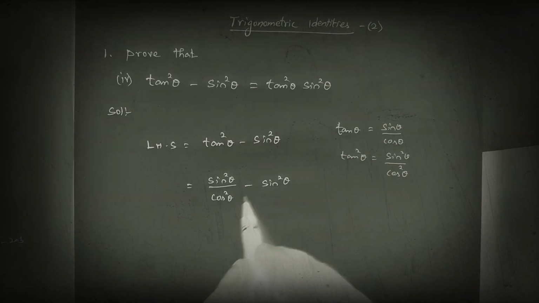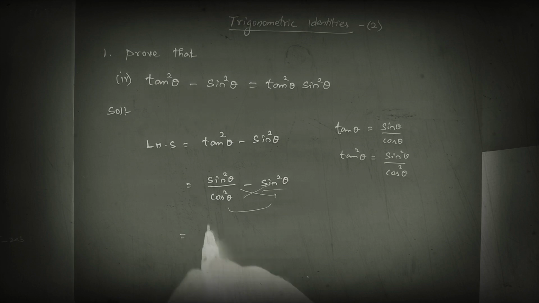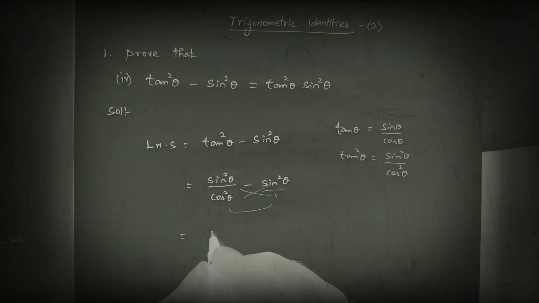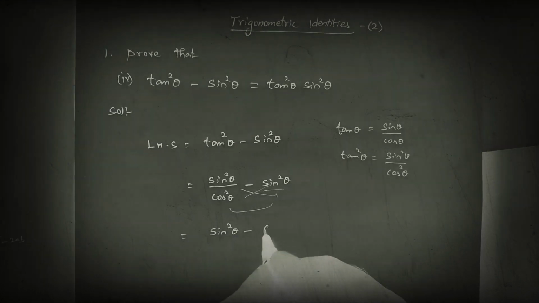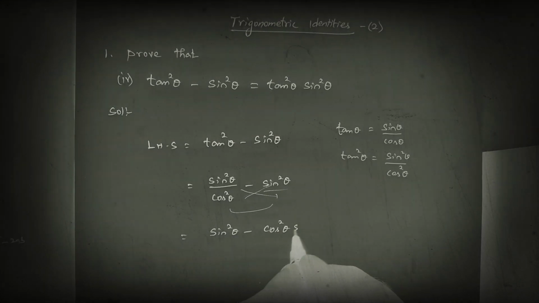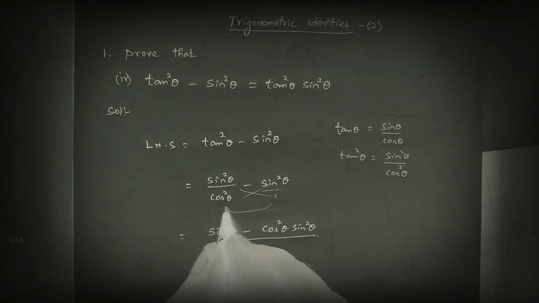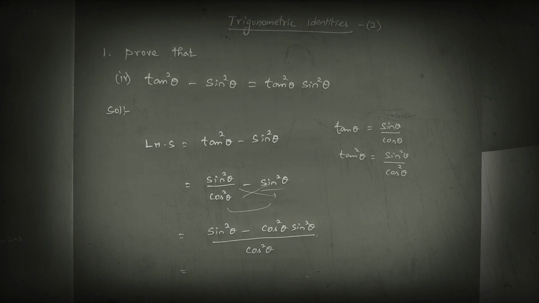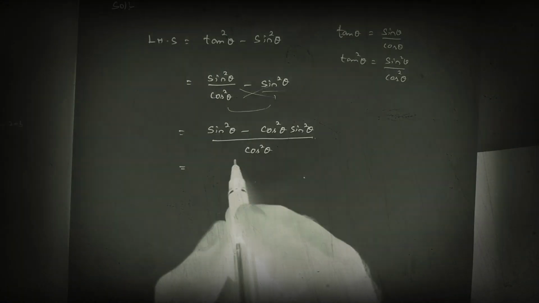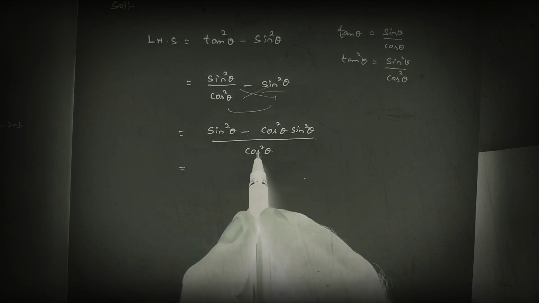So by doing the cross multiply, we can simplify. So 1 into sin square theta minus cos square theta into sin square theta, whole divided by cos square theta into 1, cos square theta. Now see the numerator, how it will be: sin square theta minus cos square theta into sin square theta, divided by cos square theta.